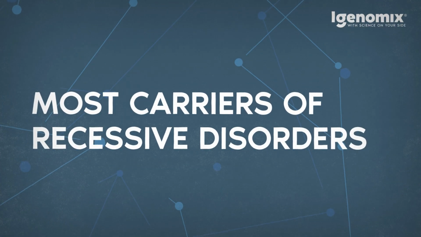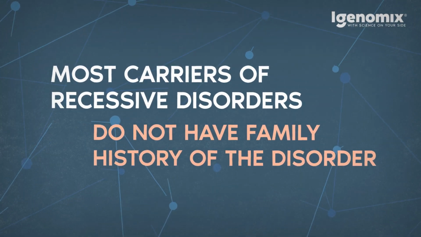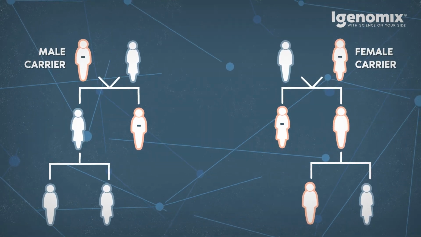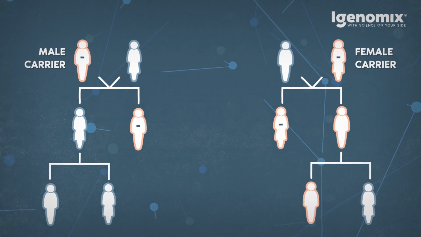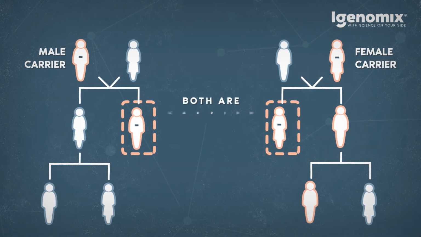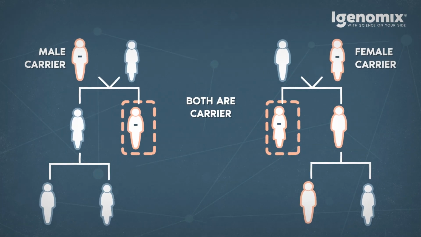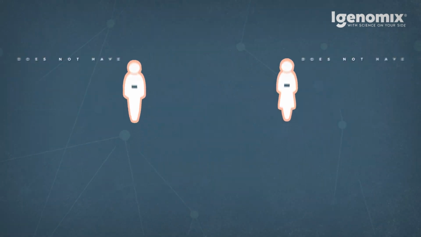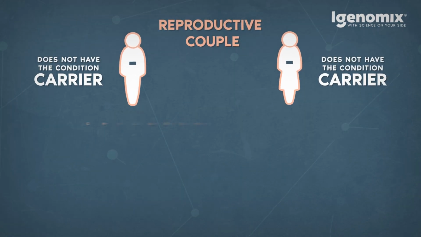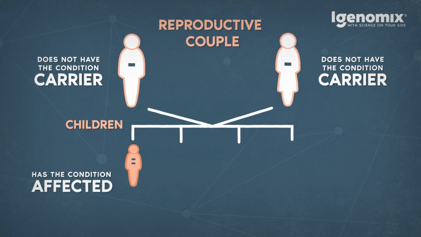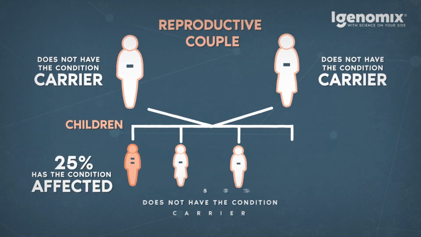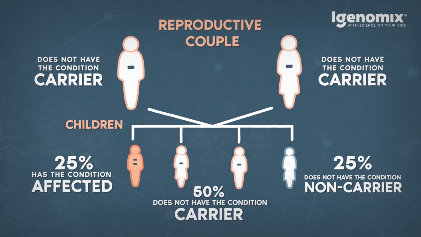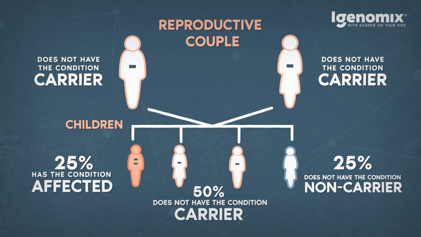Most carriers of recessive disorders do not have family history of the disorder. In this picture, the individuals outlined in pink are healthy carriers of a recessive disorder. Carriers of recessive disorders are usually unaffected, but when 2 parents carry a variant in the same recessive gene, they have an increased risk of having a child affected with the disorder. If both parents have a variant in the same gene, the chance of having a child affected with that specific disorder is 25%. There is a 50% chance each child would be a carrier like their parents, and a 25% chance that each child will be an unaffected non-carrier.